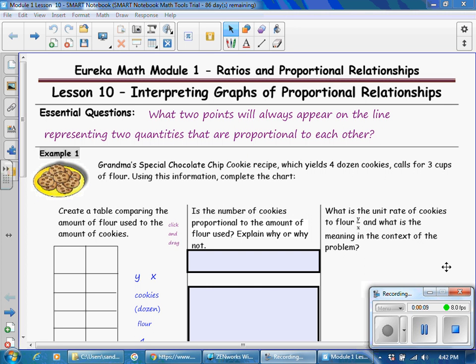The essential question is, what 2 points will always appear on the line representing 2 quantities that are proportional to each other? Grandma's special chocolate chip cookie recipe, which yields 4 dozen cookies, calls for 3 cups of flour. Use this information to complete the chart.